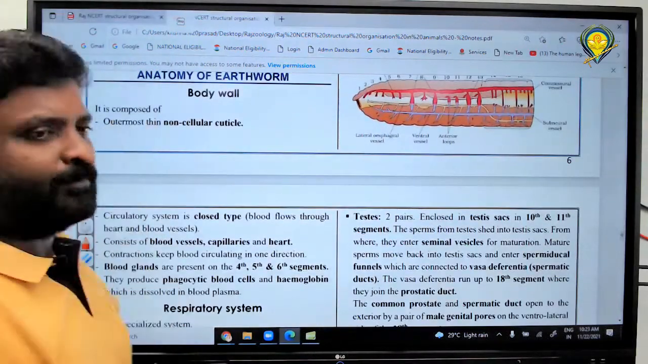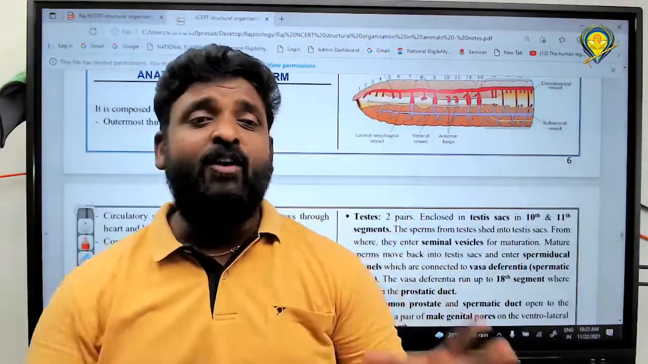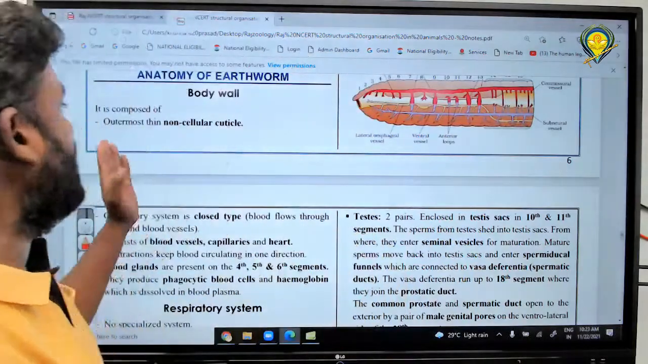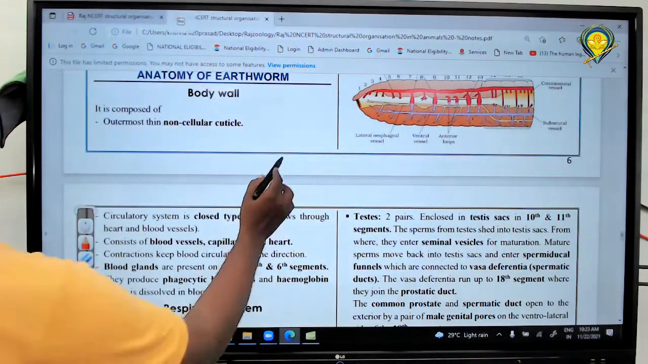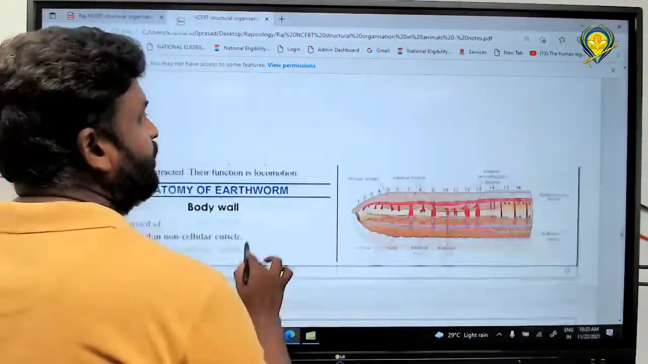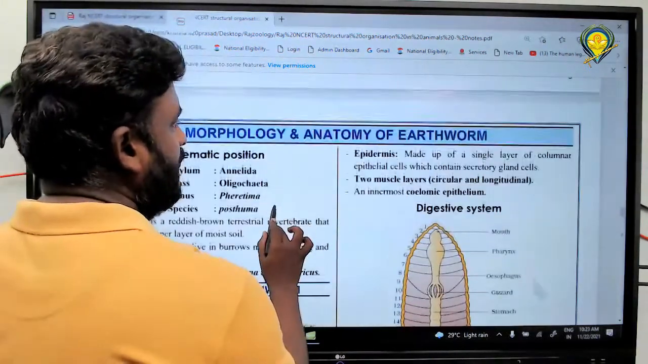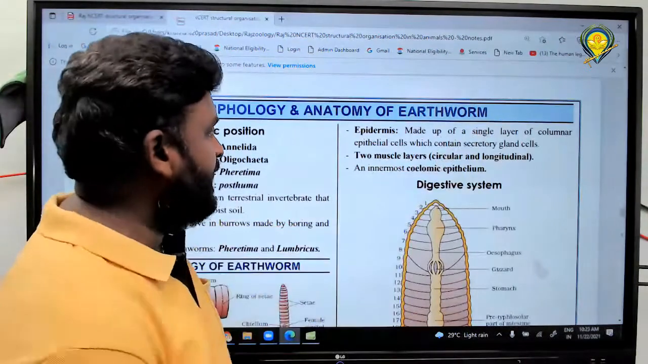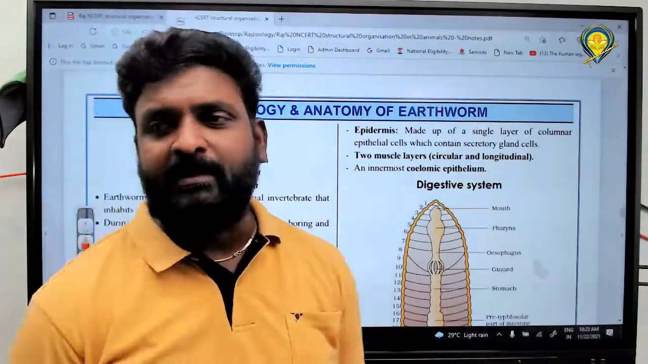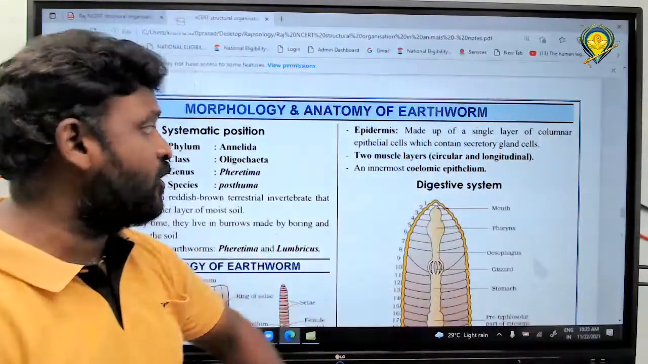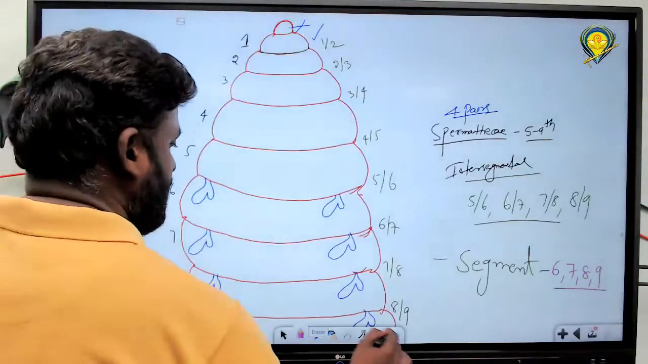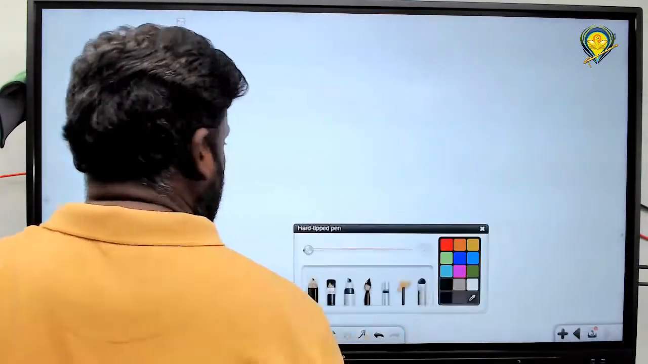Anatomy of earthworm. And you know what? The body wall of earthworm is composed of, the first one is what? A non-cellular cuticle. And next one, epidermis. Tell me, what is it? Epidermis. And next one, what? Two layers of muscle, called as what? Outer circular, inner longitudinal muscle. I will show you based on the diagram. Please draw, all of you.